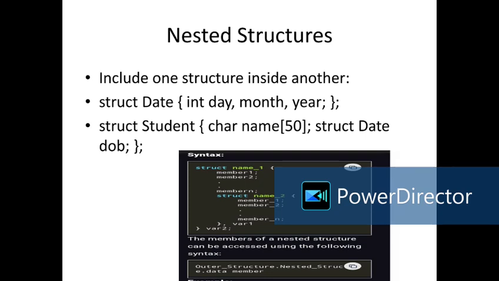Nested structures. A nested structure is when one structure is a member inside another. Example: struct date { int day, month, year; }; struct student { char name[50]; struct date dob; }. But why use this? To separate logical groups like date, for code reuse if multiple structures use date. Use cases: a product with a struct date expiry, a person with a struct address location. Nesting makes your data more hierarchical and cleanly organized.